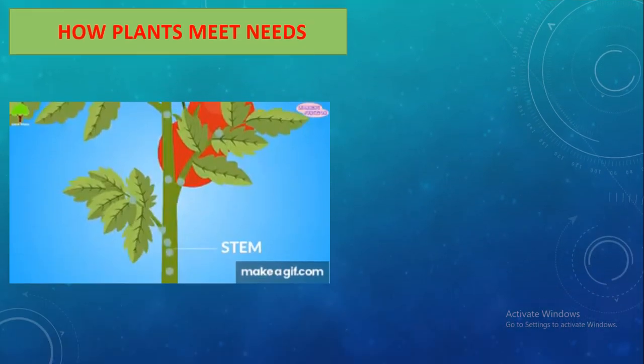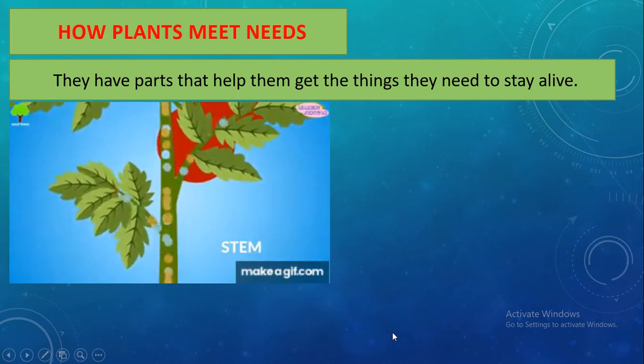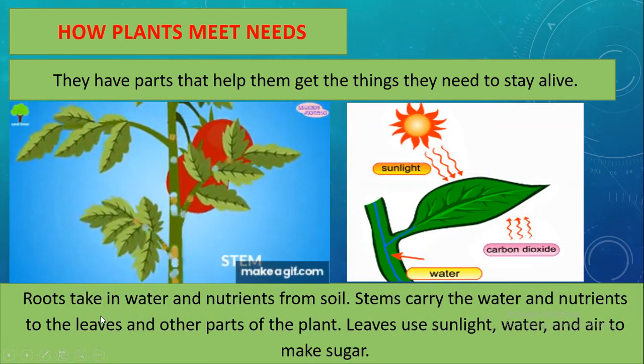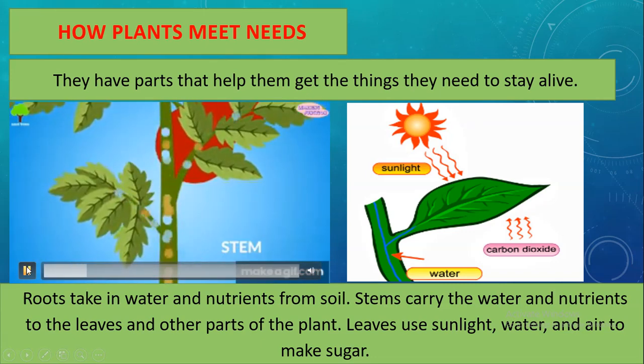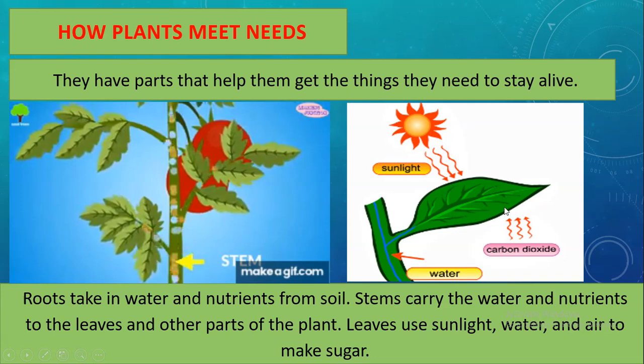Now, how plants meet their needs. As you know, they have parts that help them get the things they need to stay alive. The things that they need: water, nutrients from the soil, air, sunlight. Look at the short video here. Roots take in water and nutrients from the soil. Stems carry the water and nutrients to the leaves and other parts of the plant. Leaves use sunlight, water, and air to make sugar. This is how plants meet their needs, through their parts.